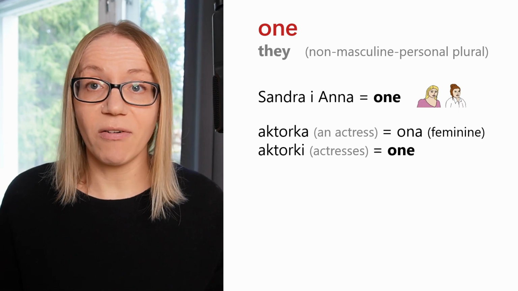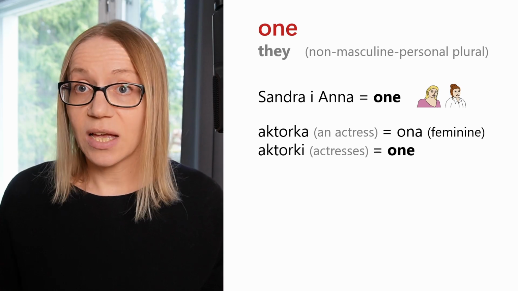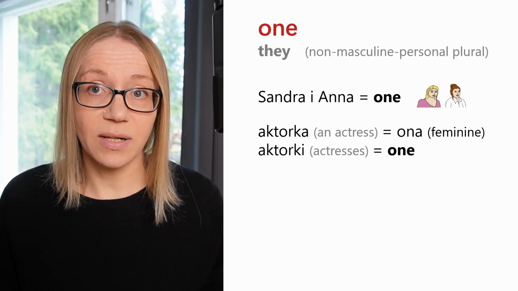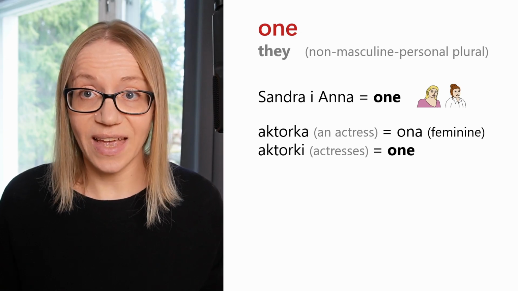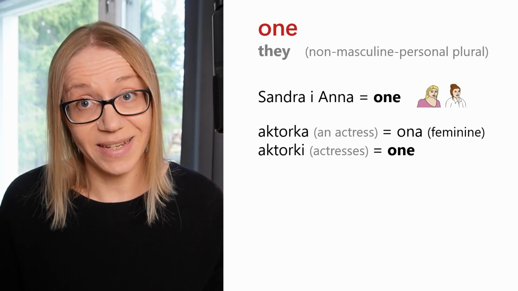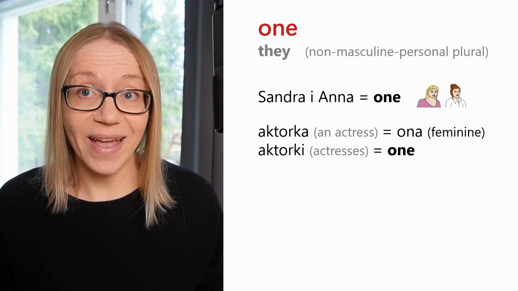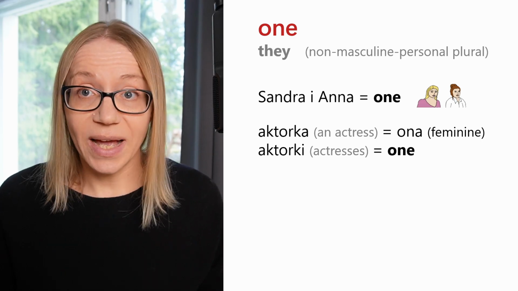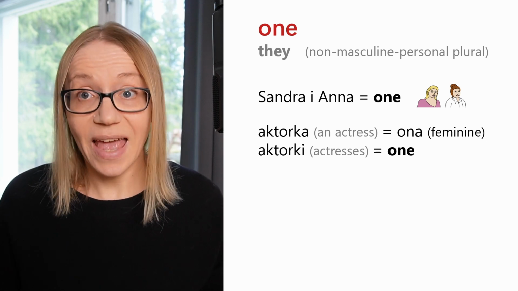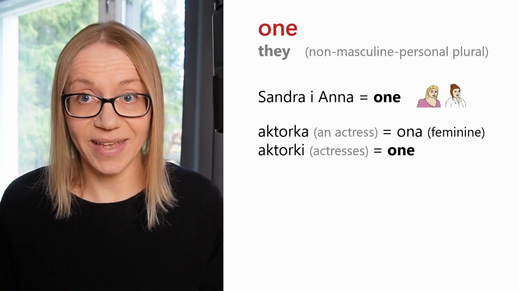Also, a good way of identifying if we need the pronoun one is to have a look at what the form is in the singular. For example, aktorka, that means an actress, and that's a woman, that's a feminine noun. In the singular, it would be ona. That's why in the plural, aktorki, actresses, here we will use the pronoun one.